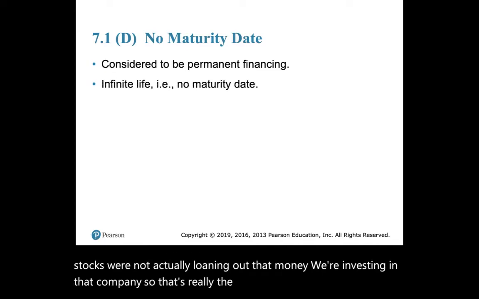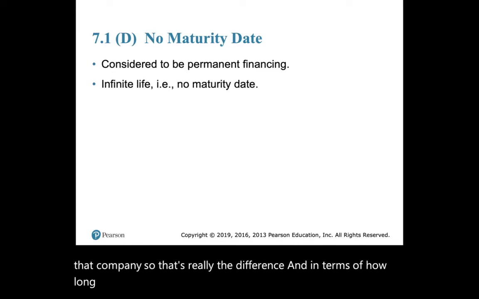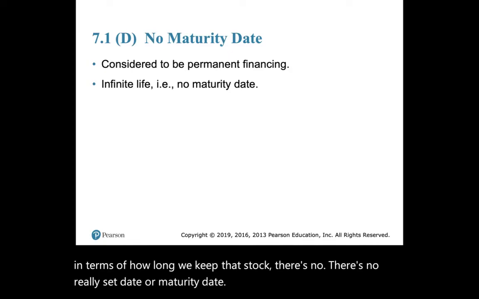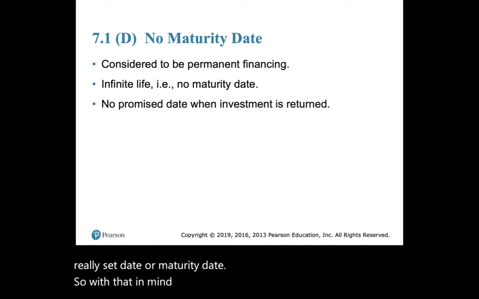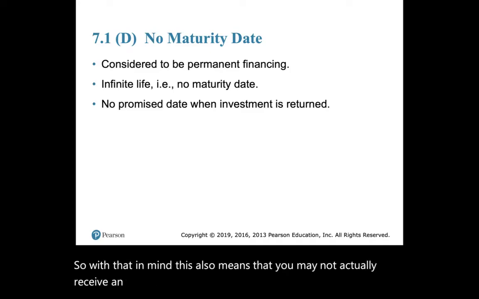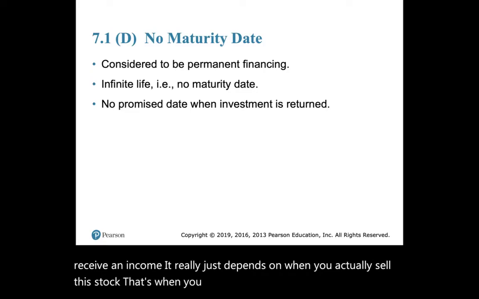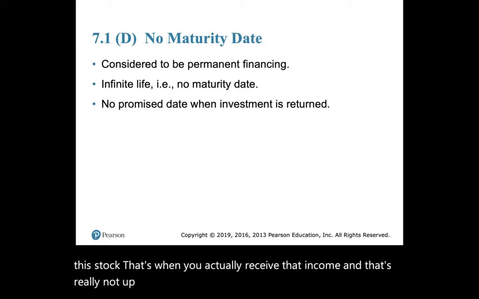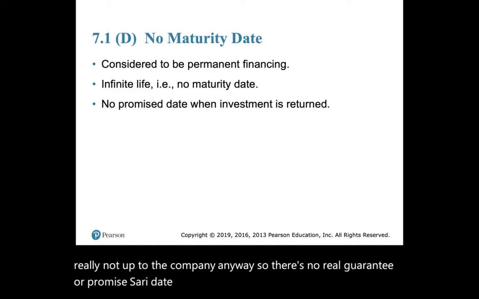And in terms of how long we keep that stock, well, there's no real set date or maturity date. So with that in mind, this also means that you may not actually receive an income. It really just depends on when you actually sell the stock. That's when you actually receive that income, and that's really not up to the company in any way. So there's no real guarantee or promissory date in regards to when you'll actually receive an income.